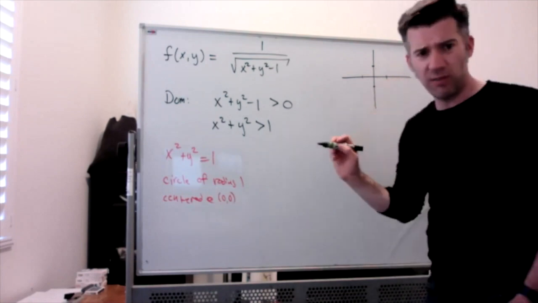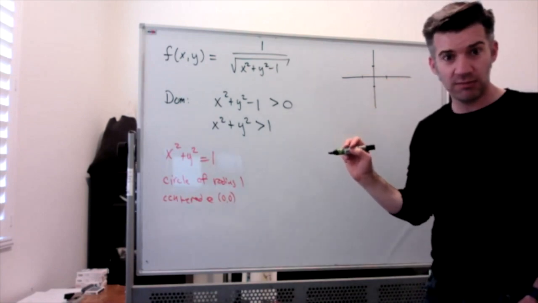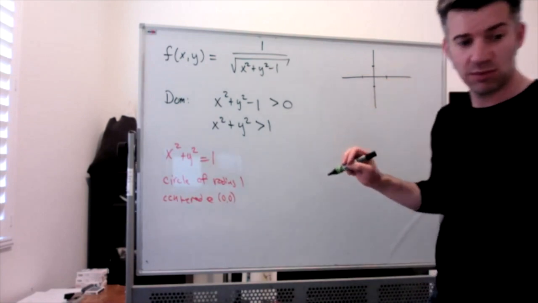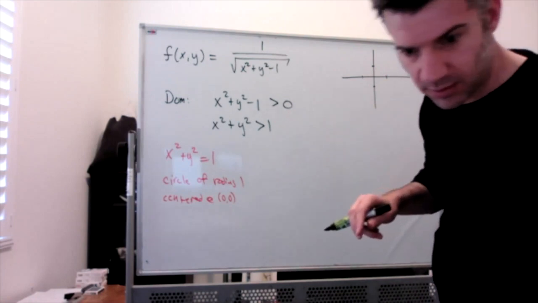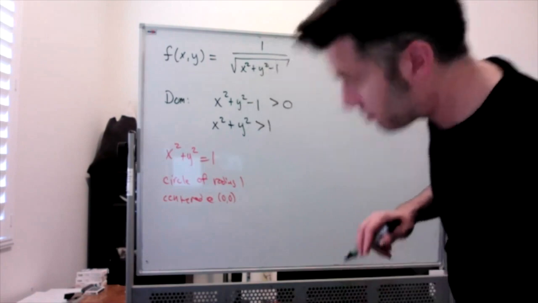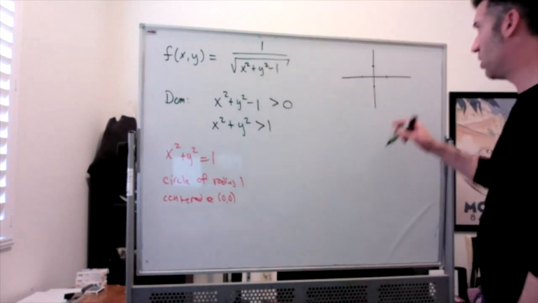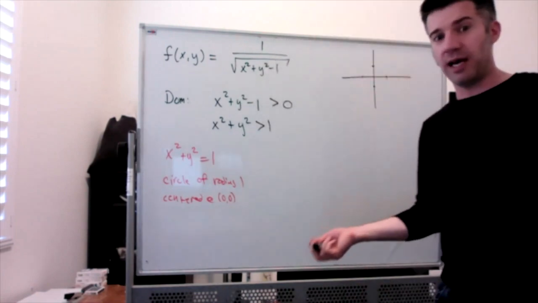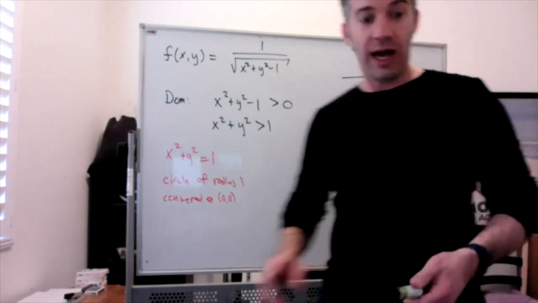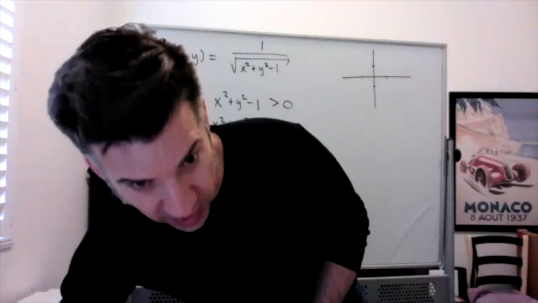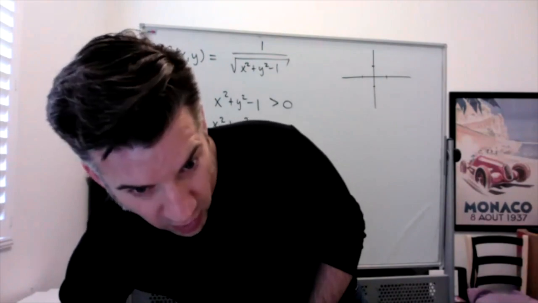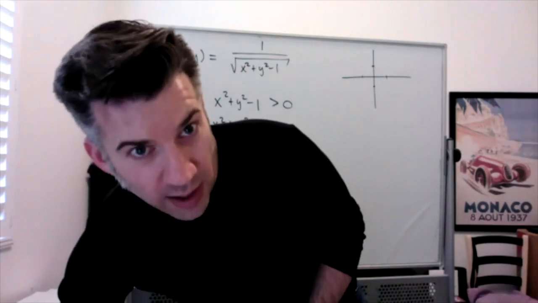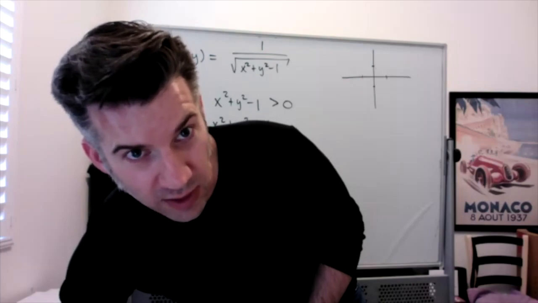Do I want to include the boundary or not? That's a good question. What do you guys think? Do I want to include points on the circle? So let me ask you guys, yes or no? You can use the reactions. There's this little reaction button down here. You can click a green for yes or a red for no. And I will actually look at what you guys are doing for a second.